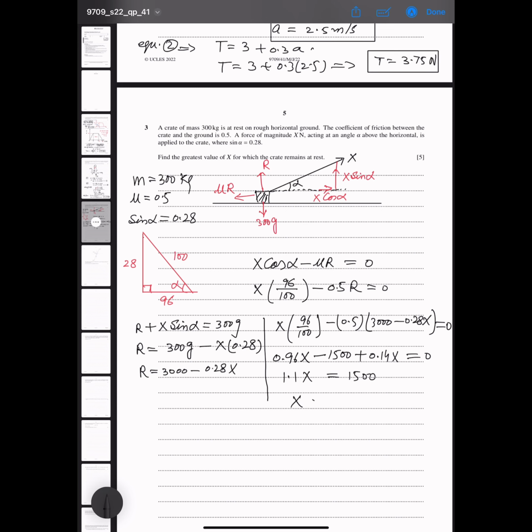From here x is equal to 1500 divided by 1.1. We get x is equal to 1363.3. The final answer, in three significant figures, will be 1360.